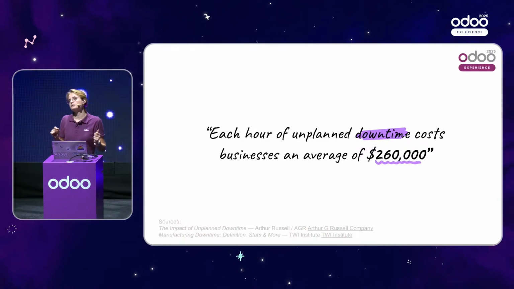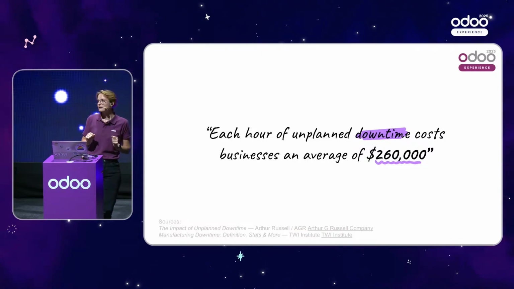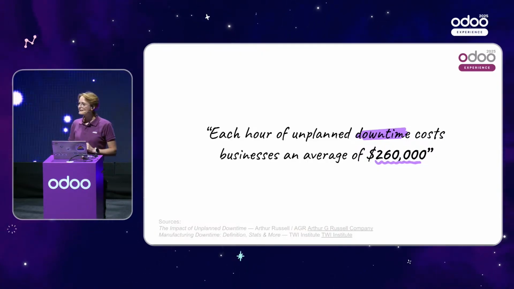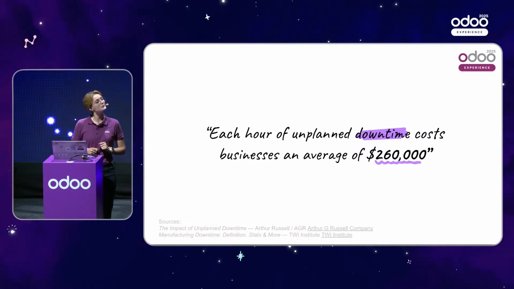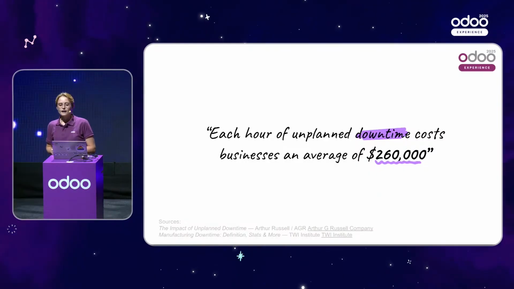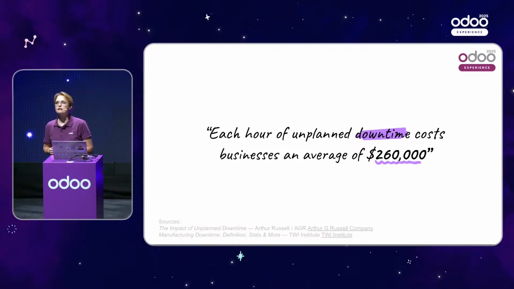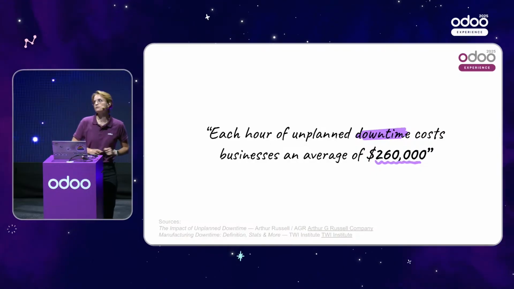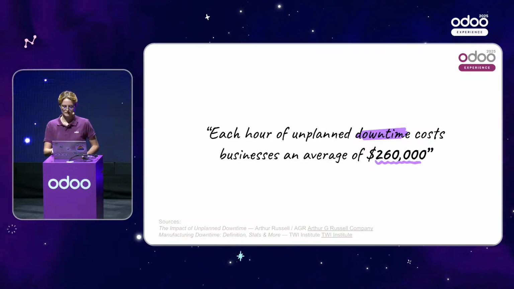Now, let's imagine the exact opposite. Everything is running smoothly, your contracts are under control, your customers are happy, and your revenue is stable and predictable. So that's exactly what a good maintenance contract can do. And that's what I would like to show you today with Odoo 19. I want to show you how you can go from reacting to problems to actually preventing them.